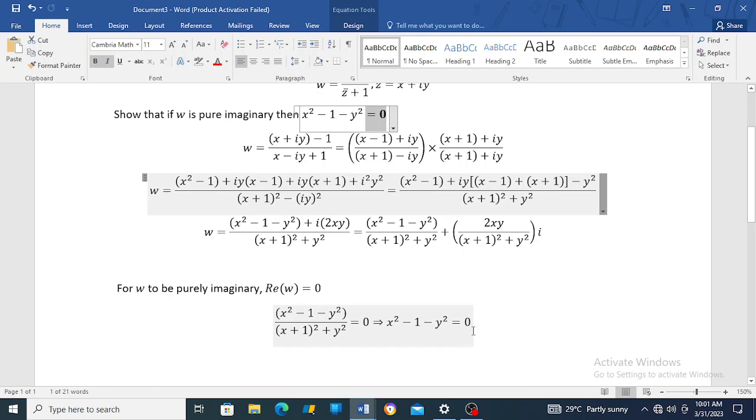What about the complex number being purely real? If it is purely real, it means that the imaginary part is 0. So at the end, we are just going to be left with 2xy is equal to 0. That is x equal to 0 or y equal to 0. It all depends on the initial conditions on x and y.